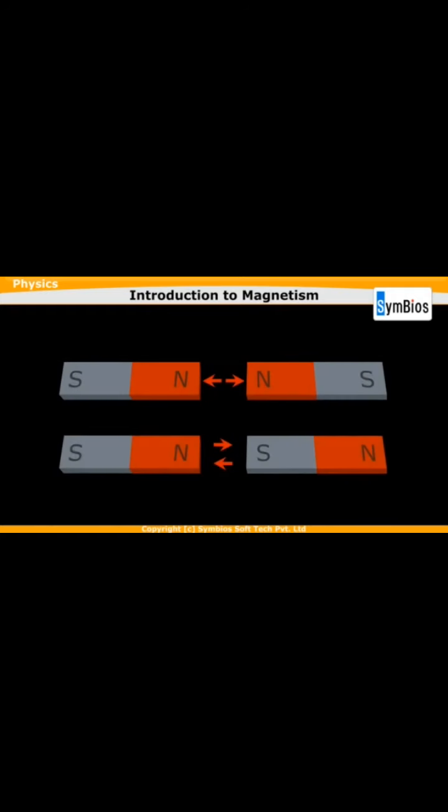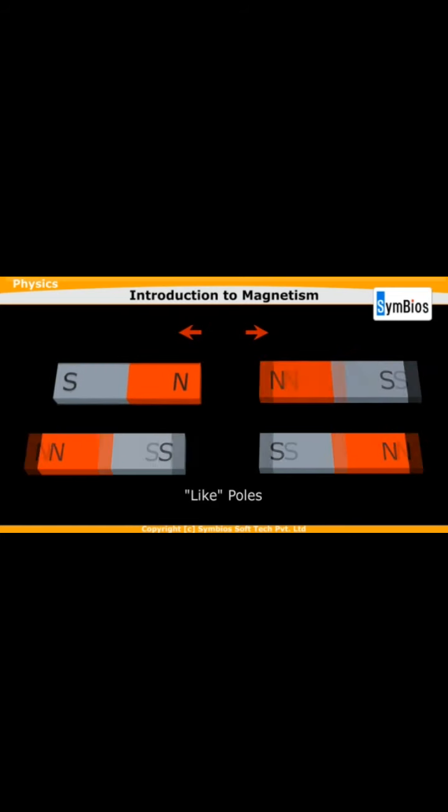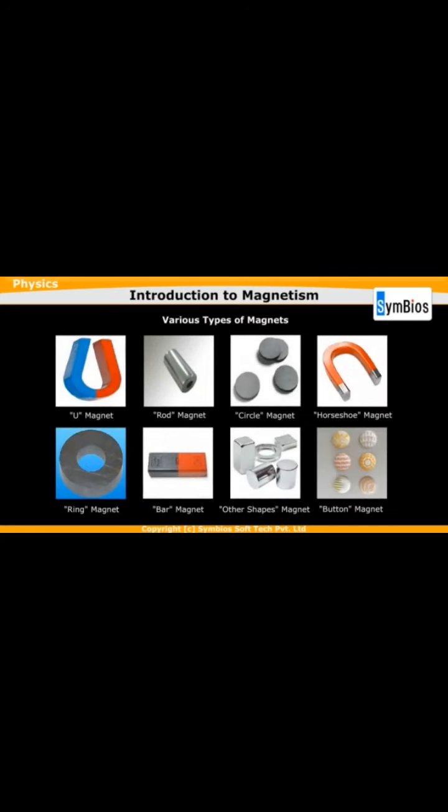Every magnet has two poles, north and south. In magnets, like poles repel and unlike poles attract. When we bring the like poles of these bar magnets together, we find that they repel. When we bring unlike poles together, they attract. Magnets come in various shapes and sizes.